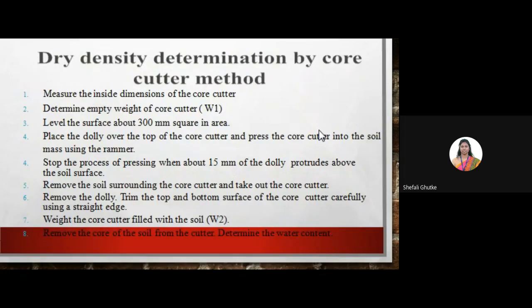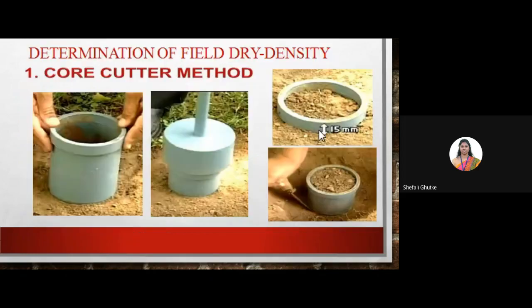After that, remove the surrounding soil and the core cutter, and take out the core cutter. Remove the dolly, trim the top and the bottom surface of the core cutter carefully using a straight edge. Then weigh the core cutter which is filled with the soil as W2. Remove the core of soil from the cutter and determine the water content.